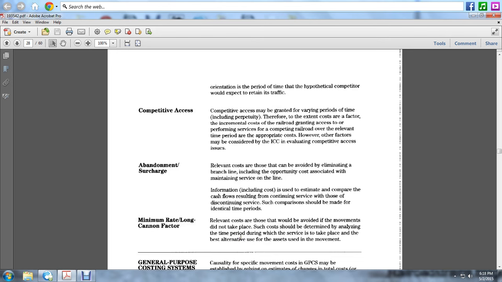For the minimum rate, the long-term avoidable costs, or the relative costs, are those that would be avoided if the movements did not take place. Such costs may be determined by analyzing the time period during which the services are provided. This takes into account the best alternate uses of the assets used in the movement.